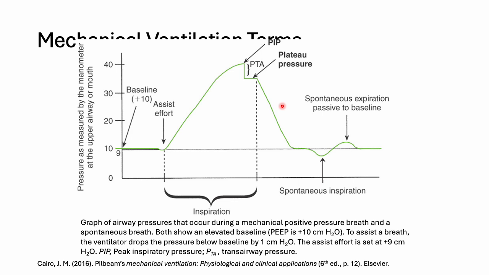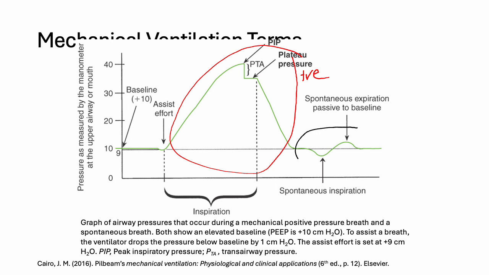Now what's the difference between this graph and the previous graph? In this graph, we are talking about two types of breaths. There is a mechanical positive pressure breath as well as a spontaneous breath. This is the positive pressure breath. Then this, in black, that I have circled, is the spontaneous breath, how you and I might breathe. Let me erase all this first.